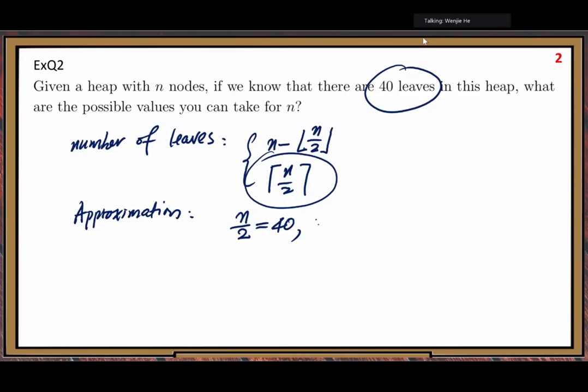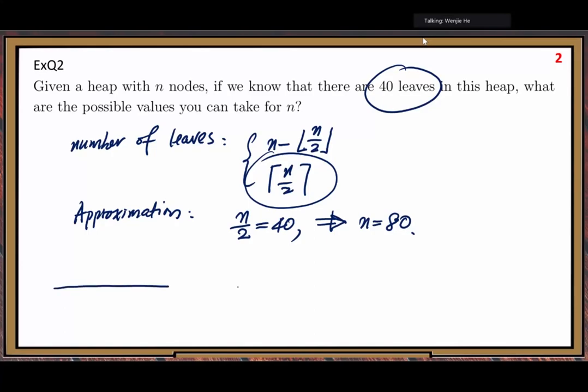So this gives us n equals 80, right? So in our approximation step, we get an approximate location for n. We use this approximate location as our starting point for other possible values.